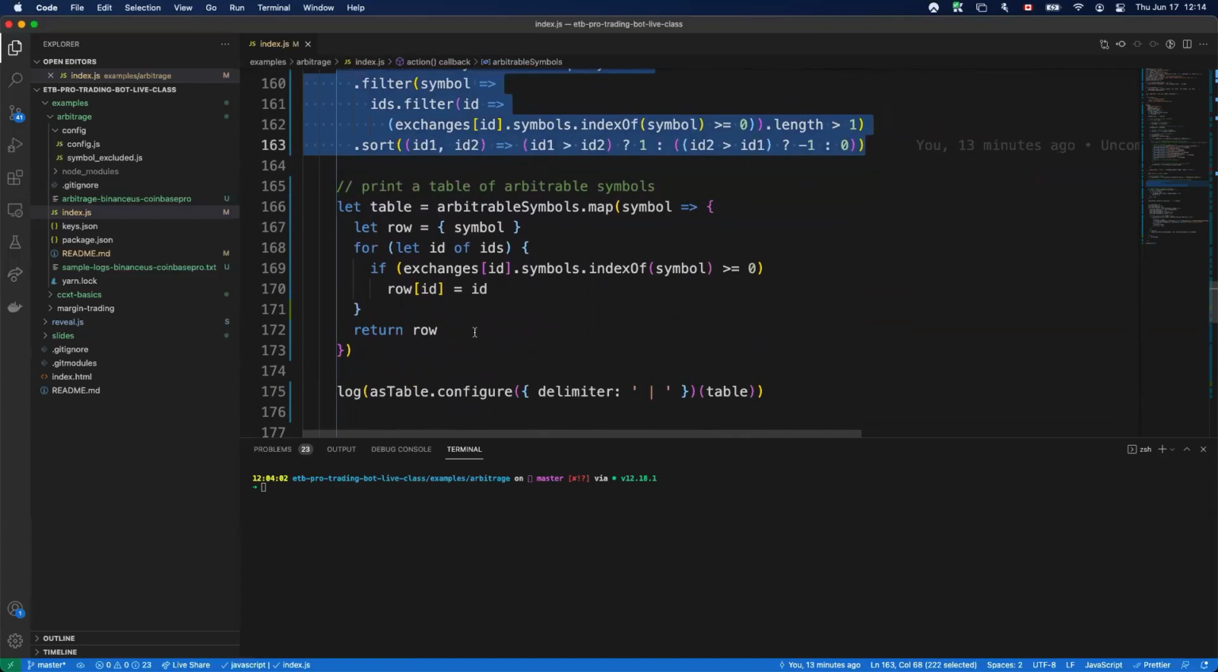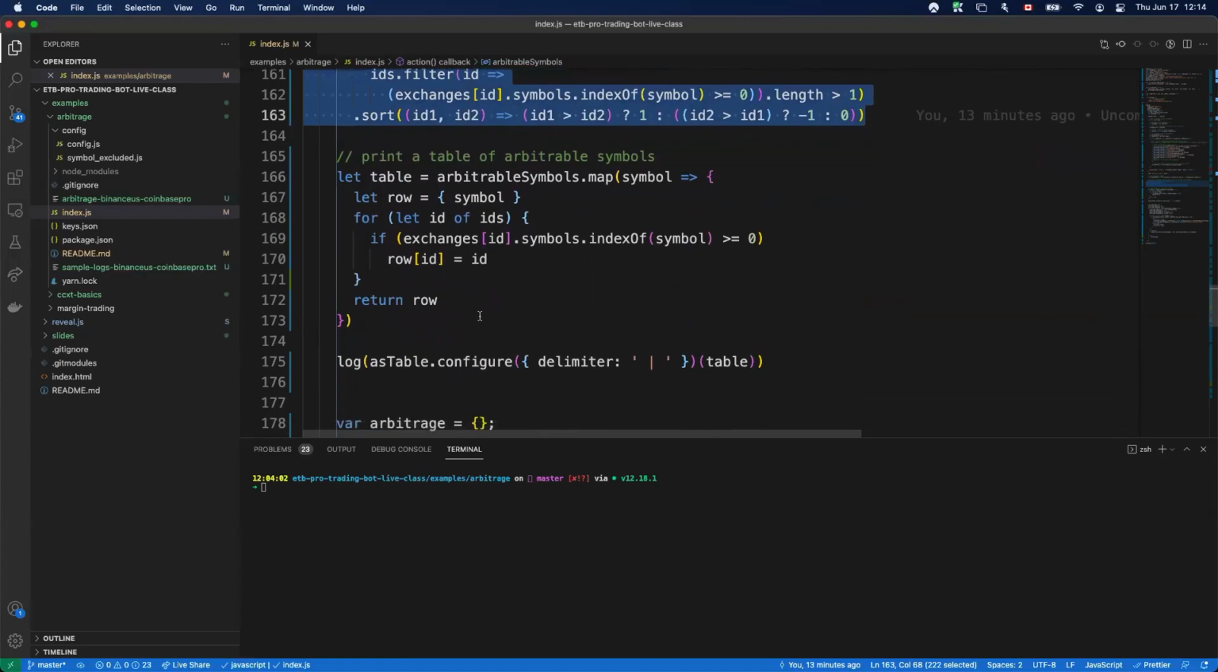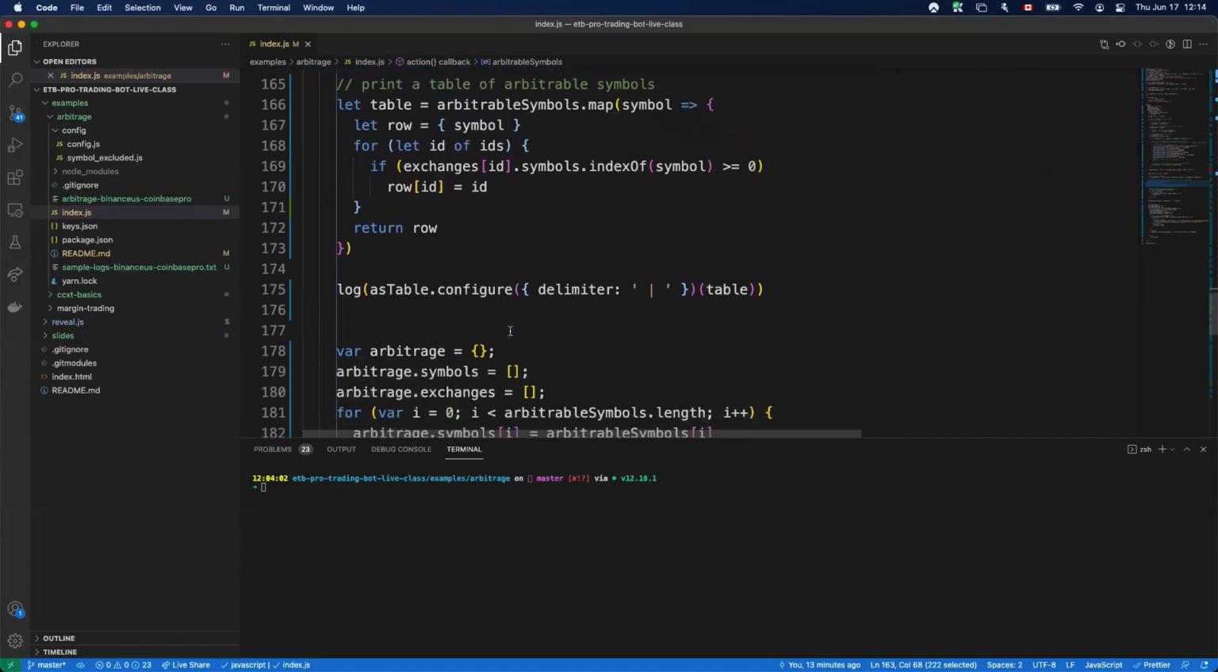So this is where the intersection of 2 sets happens, because we need it in order to initiate the trade. After that, we are going to print the arbitrage symbols. So this is all the logic that does the same. It's simple JavaScript functions that we use, and you can get it from Mozilla Firefox if you don't remember all of them.